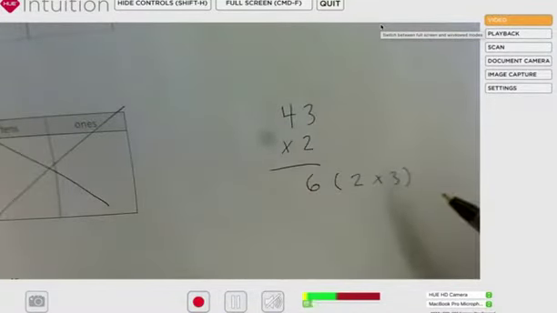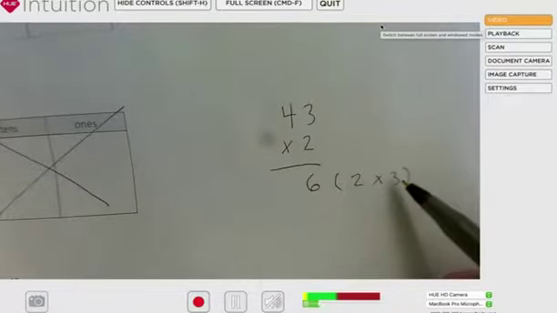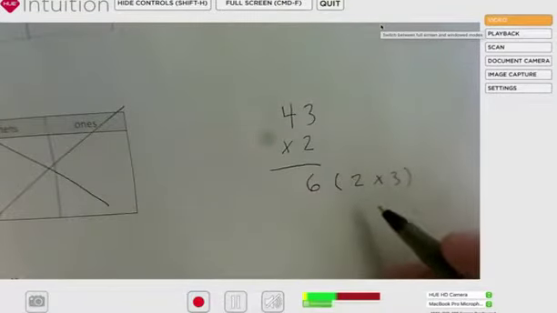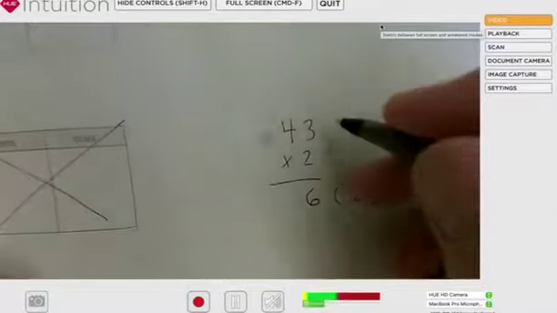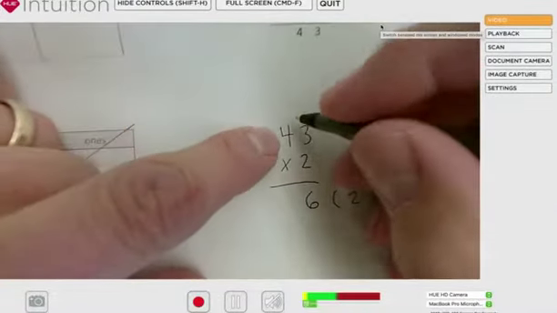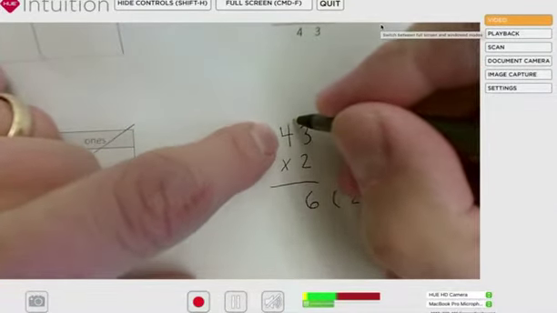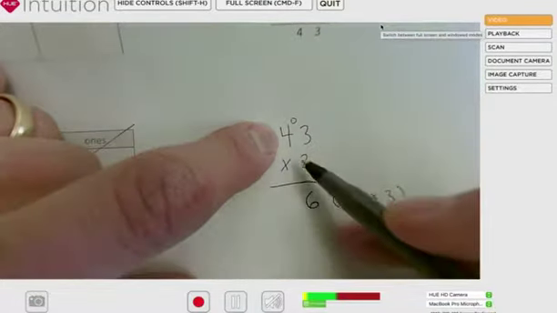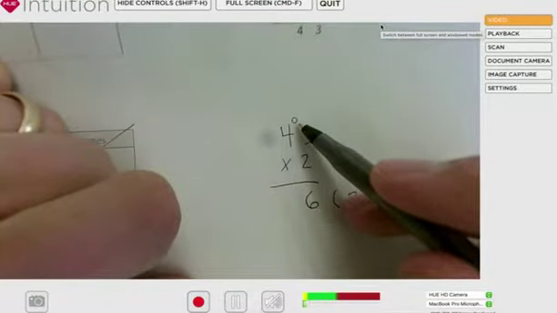That, of course, is 6, because 2 times 3 is the same as 3 plus 3. That's partial product number 1. Partial product number 2 is actually, please remember that the value of this 4 is not really a 4, it's actually a 40. Mr. Brown, why'd you put that little 0 right there?